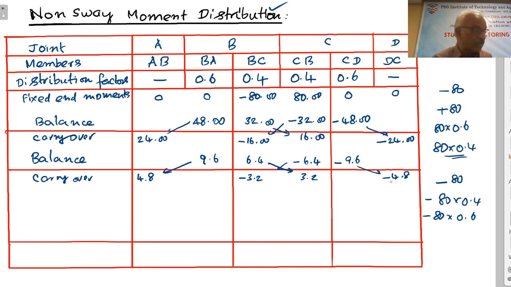So this will go for another 4 or 5 cycles till the values become negligibly small. This has to be continued, balancing and carryover. So this I leave it to the viewers. This has to be continued till the values become negligibly small.